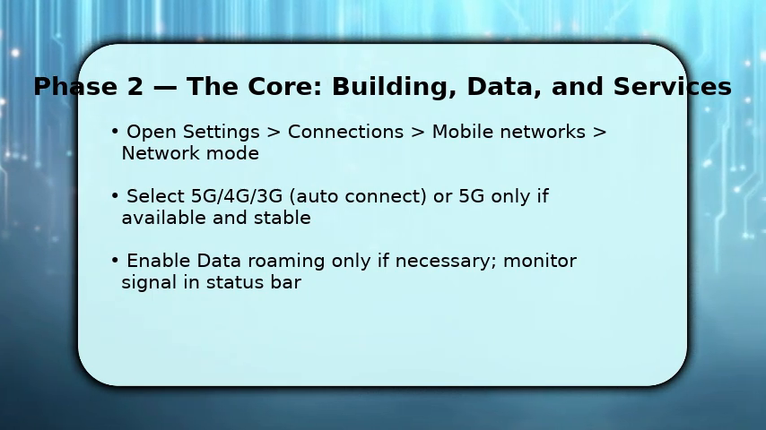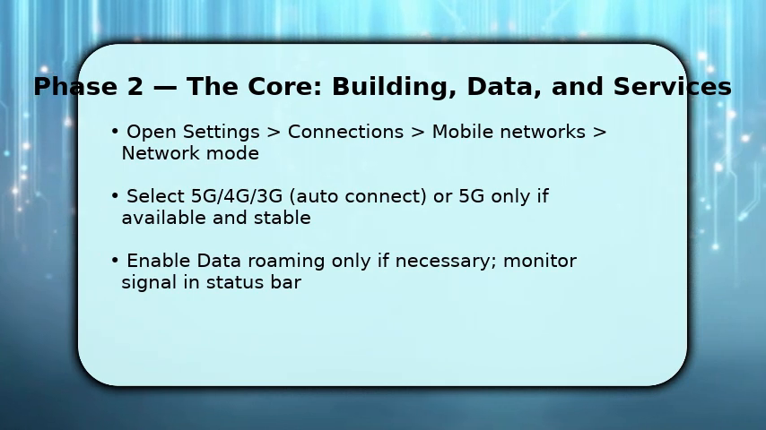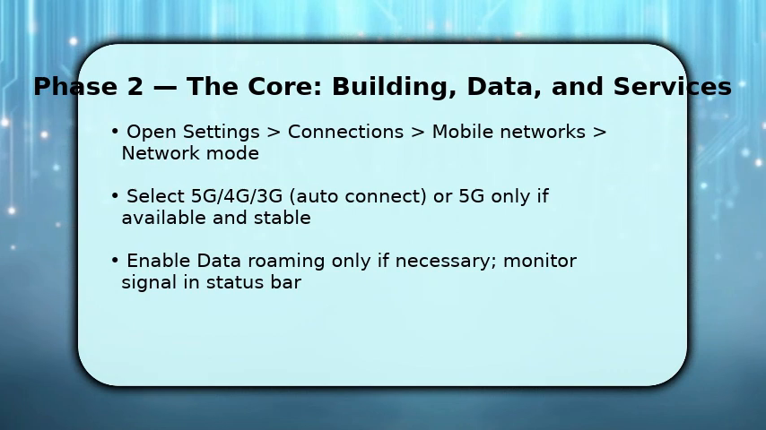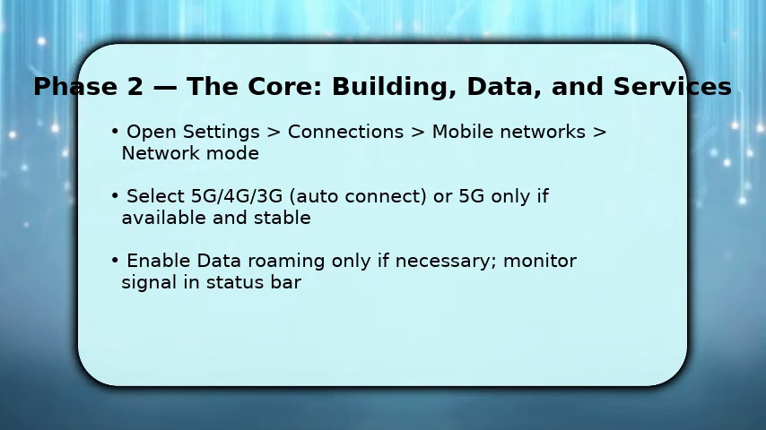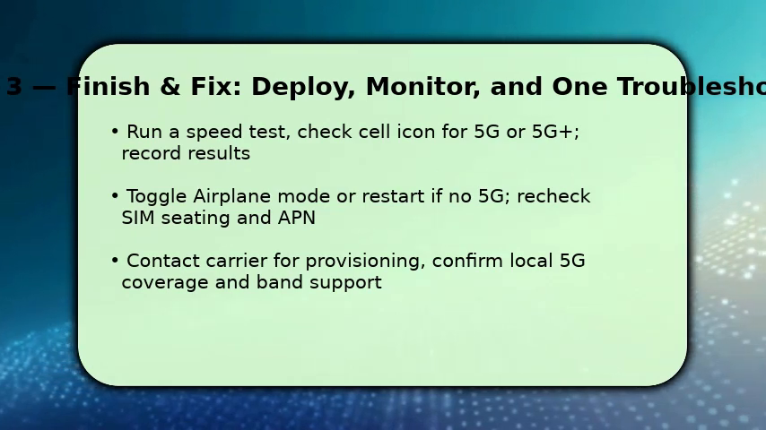Make sure data roaming is off unless you intentionally need it, because roaming can fall back to slower bands. Also check access point names if your carrier requires a specific APN. Incorrect APNs block data. Finally, you verify performance and fix common faults.